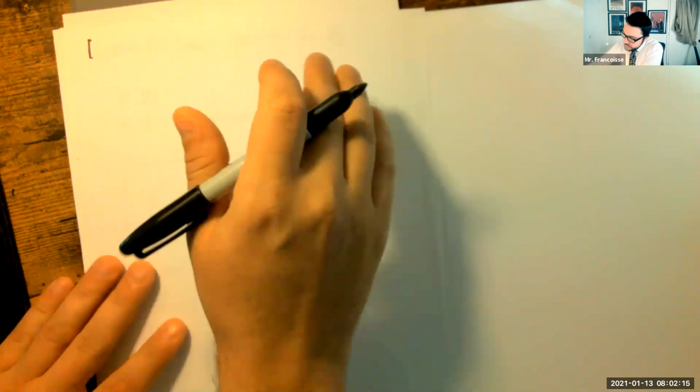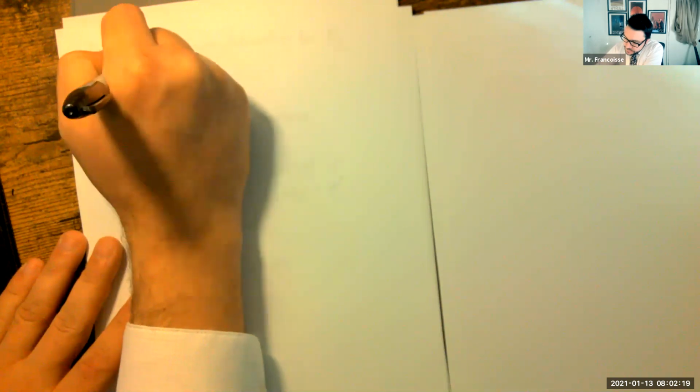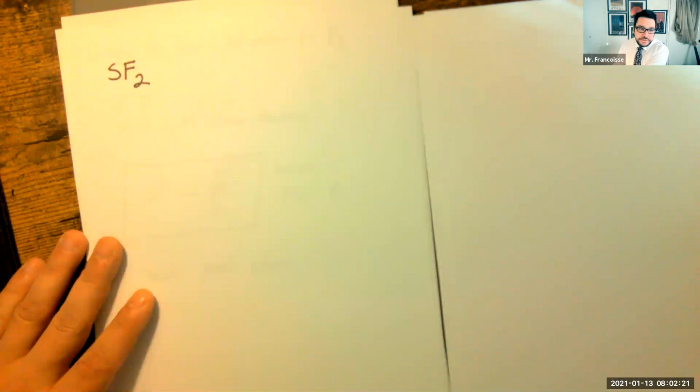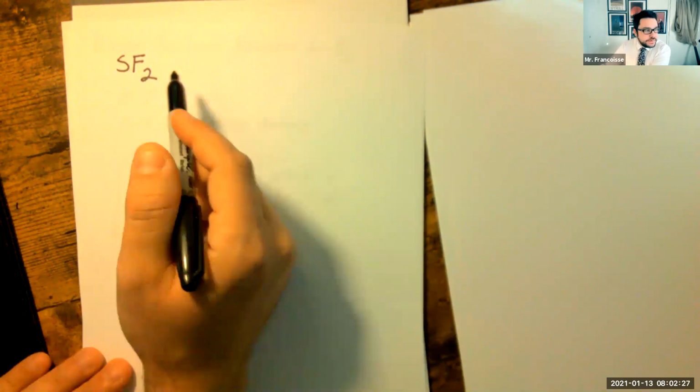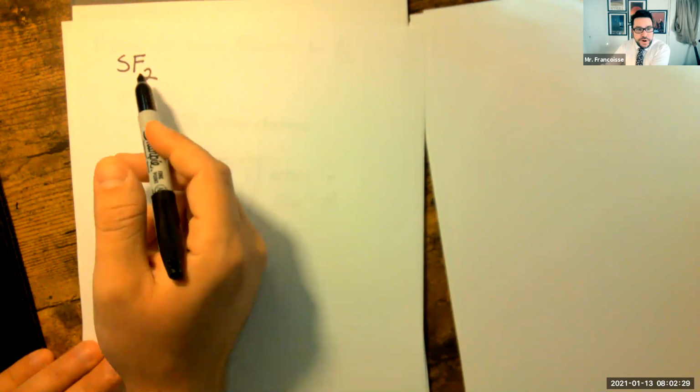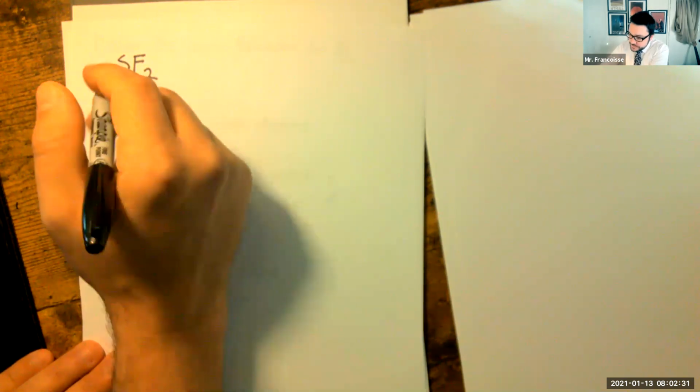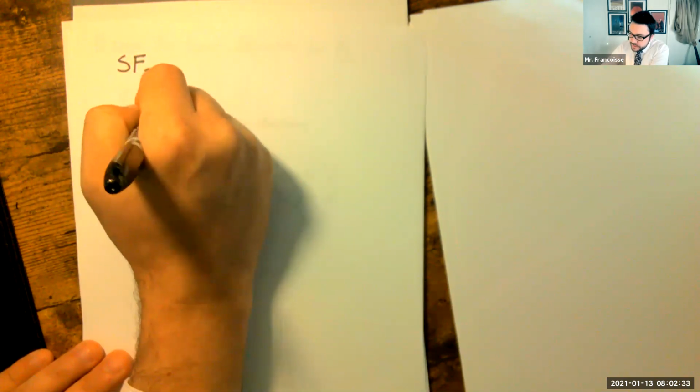Okay, so we're going to look at starting off problem number 3. We have sulfur difluoride, SF2, and our job is to draw the Lewis structure for this. So if we break down SF2, we have S and we have 2 Fs.